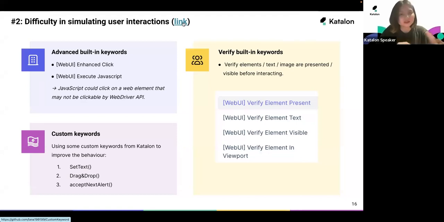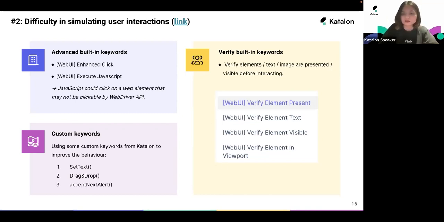Next, the built-in verification keywords. I mentioned the click keyword will check one of the preconditions, that the element must be visible. So this list of built-in verification keywords will help in this case because they confirm the presence and the visibility of the elements, of the text or the image, before interacting with it.